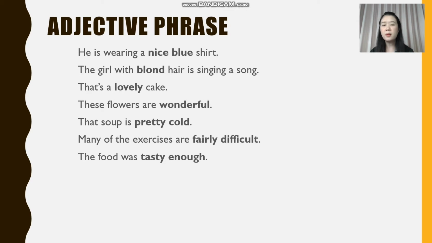Okay, what about the next one? That's a lovely cake. So the word lovely, that is the adjective or adjective phrase to modify the word cake. These flowers are wonderful. Even we have only one word, only one word there can be used as the adjective phrase too, and that is to modify these flowers, and it appears right after the verb to be. That is exactly the same position as the adjective. That soup is pretty cold.